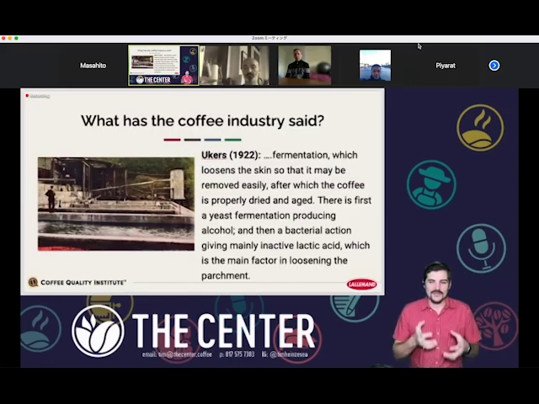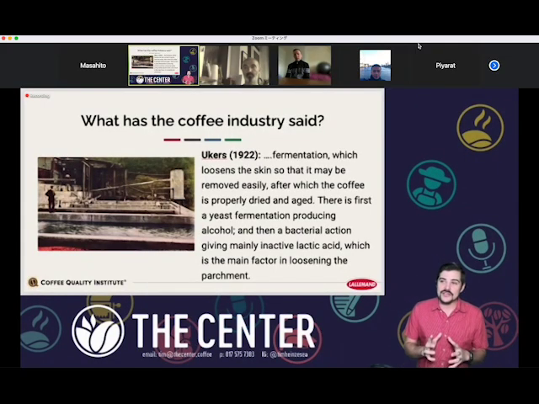So there's some terminology, some things I think a little bit different from what contemporary research has shown. But it's interesting to note that Uckers is pointing to a couple different things. One, he's talking about loosening of skin. Maybe we would include mucilage, which I believe, Brian, you mentioned in your definition of fermentation, as well as several others over in the chat.